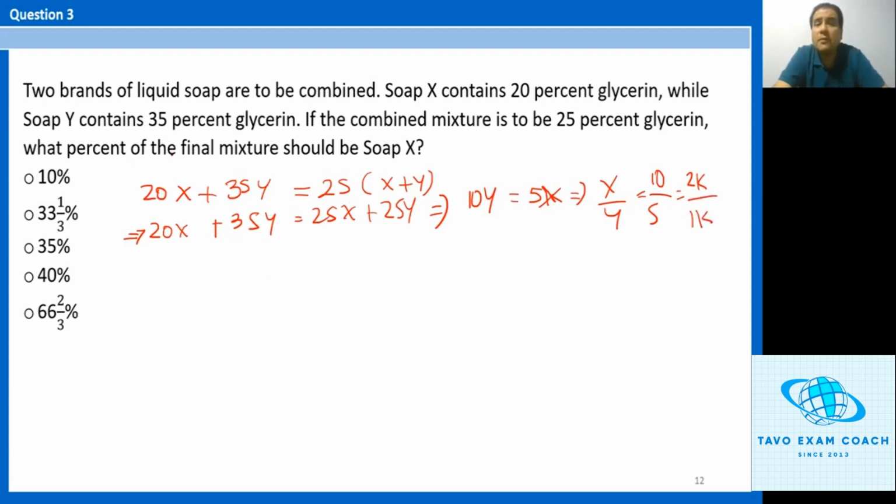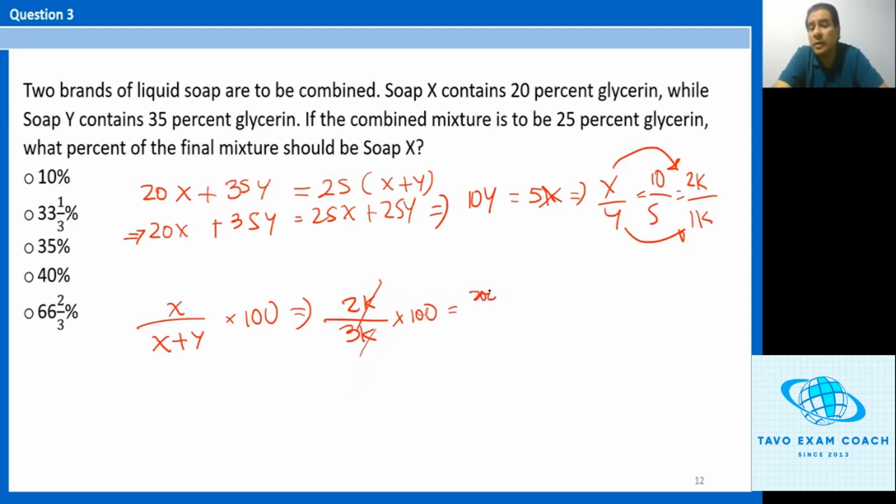So now, what percent of the final mixture should be soap X? Well, that is the volume of X divided by the mixture times 100. So if we replace the equivalences here, you have 2k over X plus Y, which would be 2k plus 1k, 3k, times 100. The k's go away, and 2/3 times 100, that is 200 over 3, which is 66 2/3%. So it's all about finding the proportion of the two weights.